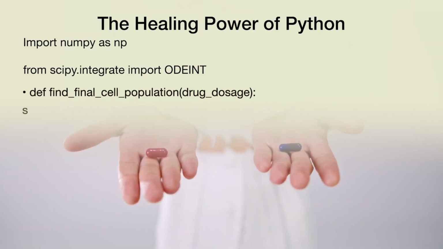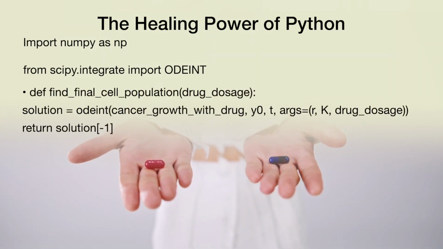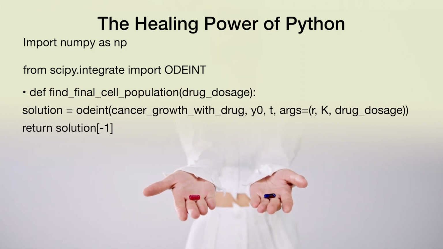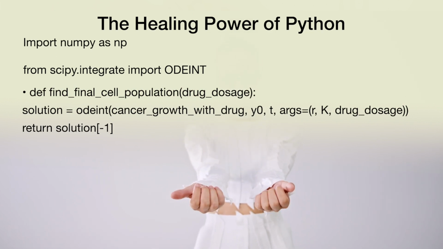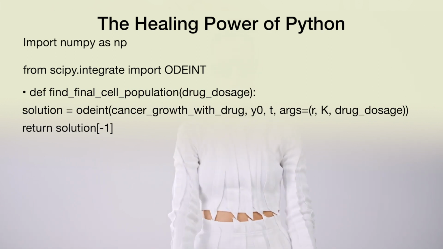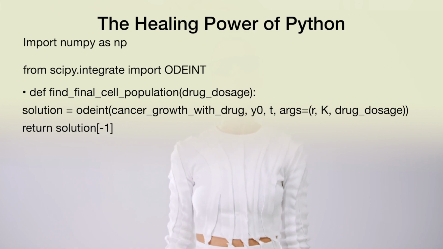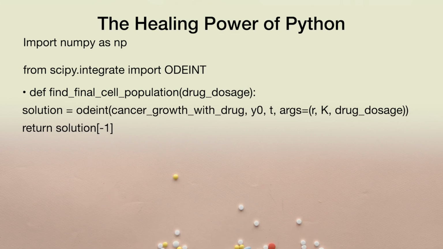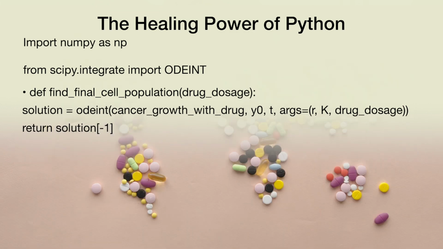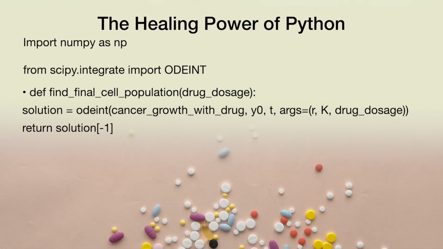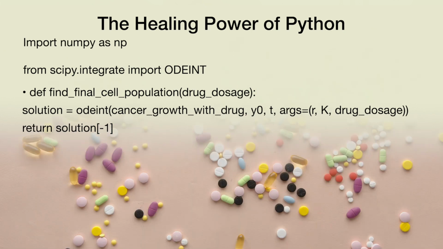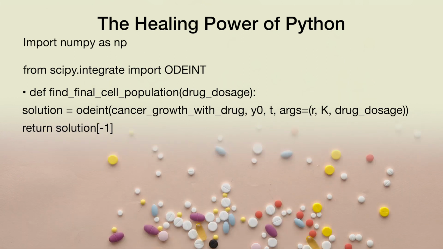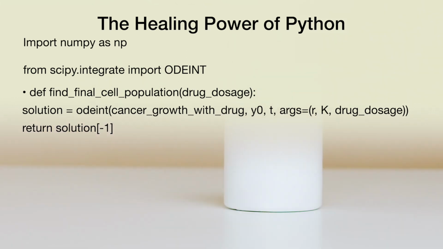Let's create a function to find the final cell population for given drug doses. So again, a question for you: how do we define a function? We define a function by writing def in the initial phase. So we start with def find_final_cell_population. You can name this function anything you want, but I have named it this because it makes it easier to understand.